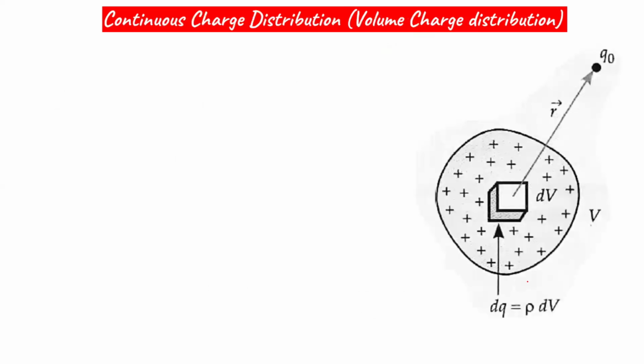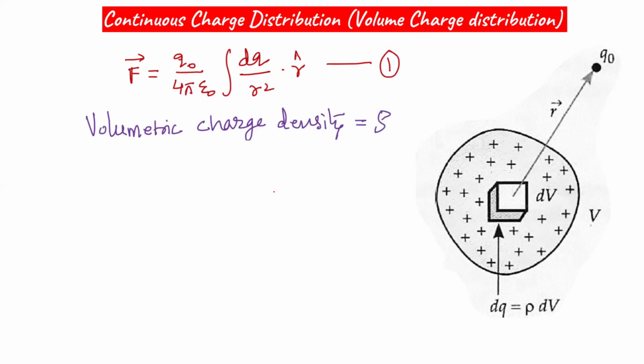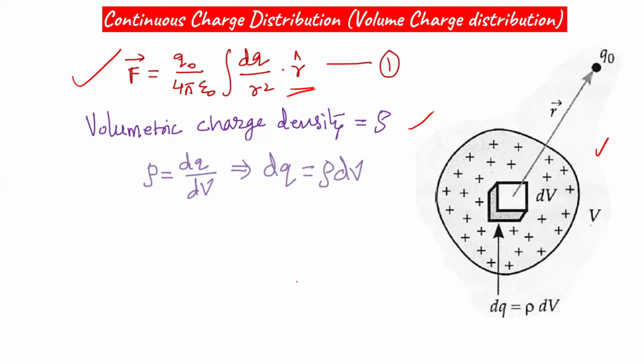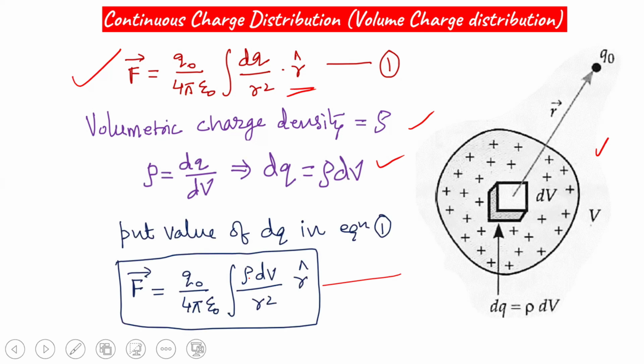Now, continuous charge distribution in case of volume charge density. How to define this? As you can see in this diagram, F vector is equal to Q naught upon 4 pi epsilon naught integral dq upon r square in the direction r cap. There is a small differential volume. Then volumetric charge density, suppose rho. In that case, rho is equal to dq by dv, that is dq is equal to rho dv. Now, further, if you put the value of dq in equation 1, you get F vector is equal to Q naught upon 4 pi epsilon naught integral rho dv upon r square in the direction r cap.